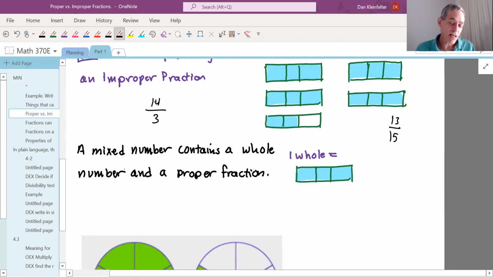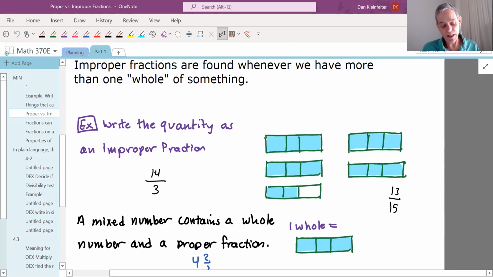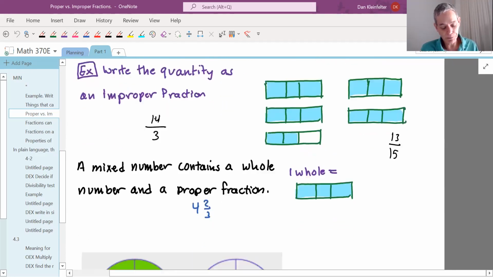I did make a little mention of mixed numbers earlier. Here's more of it. A mixed number contains a whole number and a proper fraction. So if you looked at this and said, okay, it's 4 2/3, then yeah, you're right. But this sequence of videos is not going to go over mixed numbers at all. We'll deal with that later, some other time. For our class, we'll only be dealing with proper and improper fractions, not with mixed numbers.